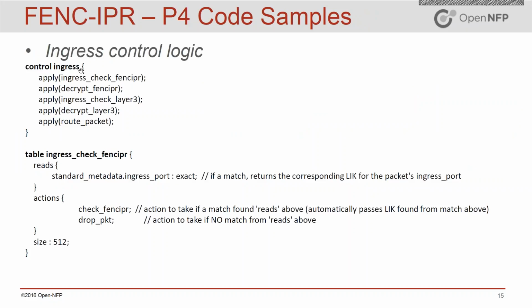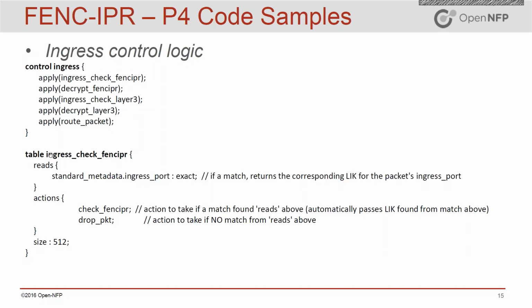So the code on that, here's the control, and this is a little out of order. It's a lot of code, and couldn't exactly fit on the slide, so it might be a little out of order. But here's what the control ingress stanza looks like. It's basically applying tables for all those steps. First, ingress, check the FENC-IPR header. If that passes, then we decrypt. And if that passes, we check the encrypted layer 3. And if that passes, then we decrypt. And then if that passes, we route the packet.